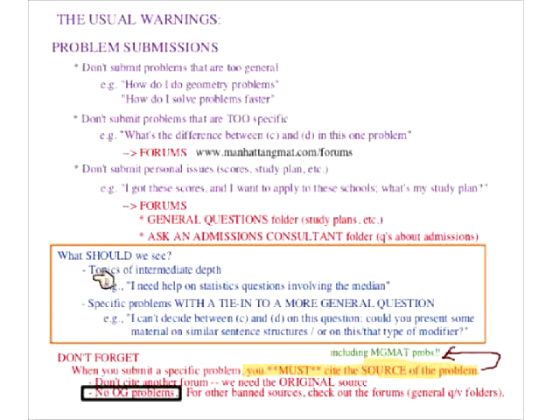The kind of stuff that we do want to see is intermediate depth, meaning not too general, but general enough to make a lesson out of. This is a good one: statistics questions involving the median. That's particular enough, but not so particular that it's like one question. If you include one question, please tie it into a more general issue. So not, I can't decide between C and D on this question. Could you present some general question?